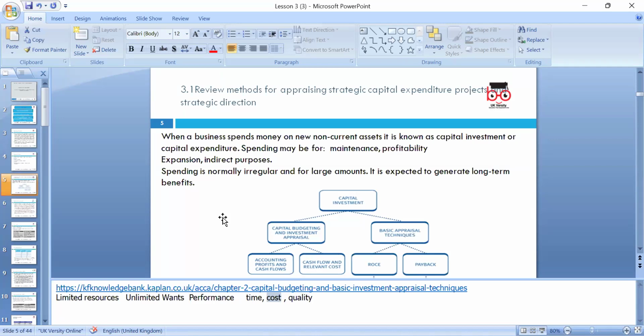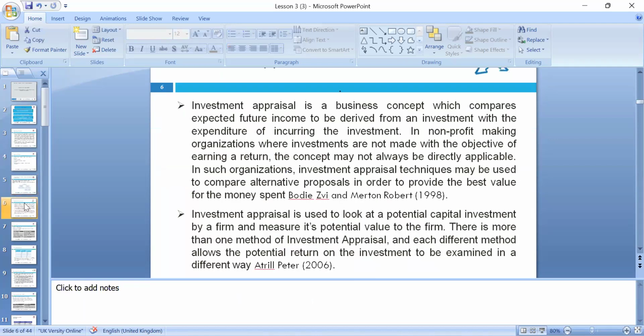We'll discuss NPV and payback period, investment appraisal techniques. If at any point you don't get it, please carry on asking. Okay, so investment appraisal is a business concept which consists of the future income derived from the investment.